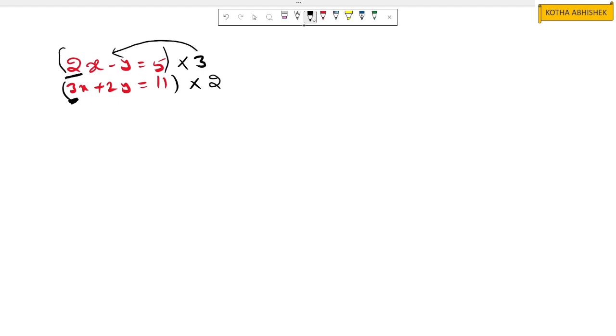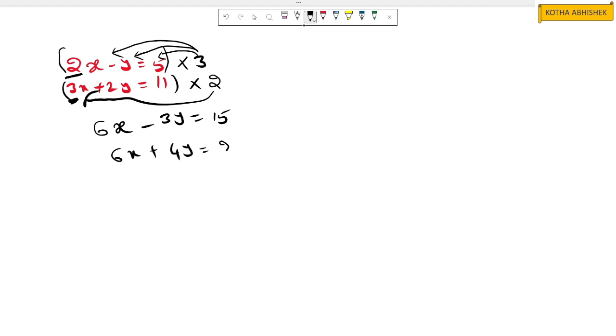3 times 2x, it is 6x, minus 3 times y, it is 3y, equals 3 times 5, that is 15. Next 2 times 3x, 6x, plus 2 times 2y, 4y, equals 2 times 11, 22. Now if we observe the signs before the x coefficients after multiplication, here 6x is positive, here also 6x is positive, both the x coefficients have the same sign, so we will do subtraction. So this plus 6x will become minus 6x, plus 4y becomes minus 4y, plus 22 becomes minus 22.